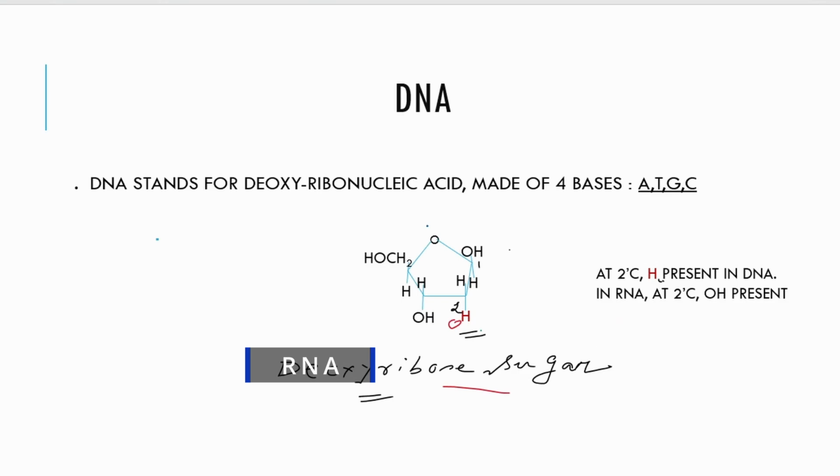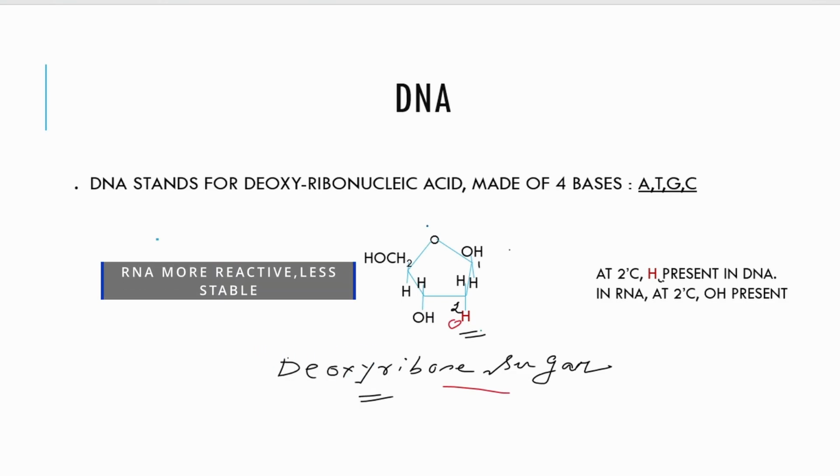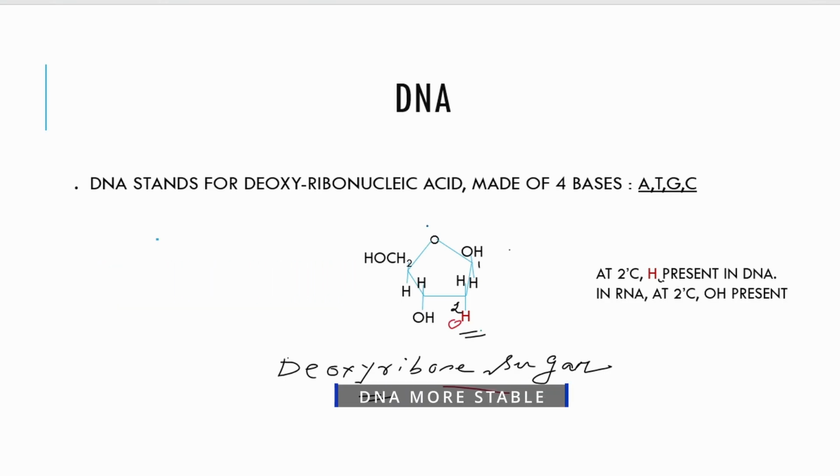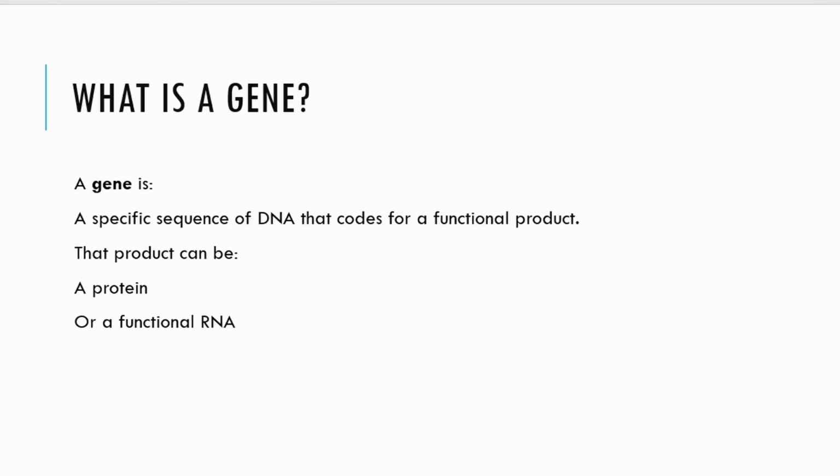One thing to keep in mind is that since RNA has this OH group at its 2' position, it is more reactive and less stable. And since DNA lacks this 2' OH group, it is much more stable and extremely good for long-term storage.